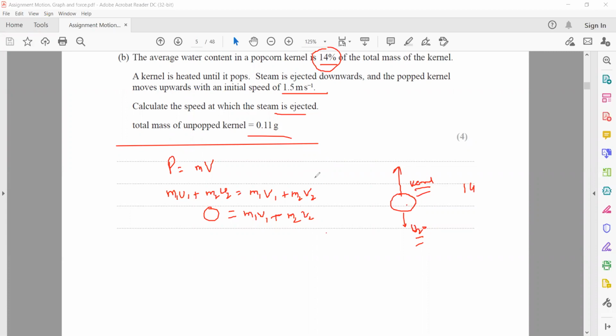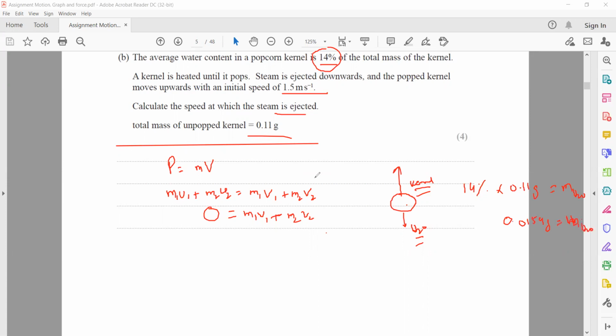14% of 0.11 gram. So 14% will be the mass of the water content, or H2O, or steam we can say. So 0.11 multiplied by 14 divided by 100 will be 0.0154 grams. That will be the mass of water.